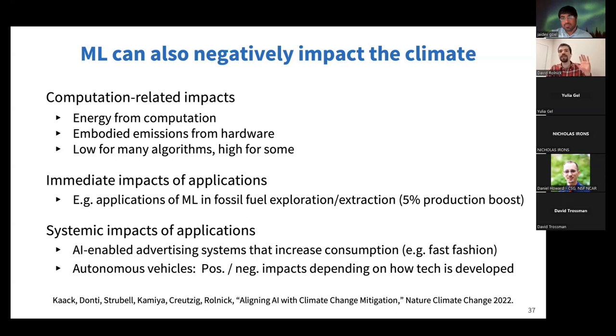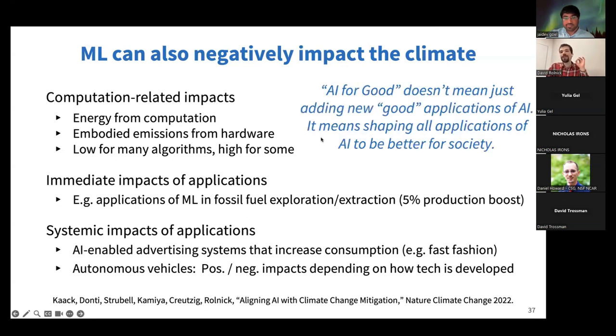And so I'll leave you with these thoughts. AI for good is a term you hear a lot, but it doesn't mean just adding new good applications of AI and machine learning on top of business as usual. It means shaping all applications of AI to be better for society at large. We should be thinking, as technologists, of how we work on everything, not just the explicitly climate-relevant applications, thinking about the broader impacts of all of these and recognizing that most of what AI is doing is not going to be under the heading of climate action. It's going to be under the heading of just AI for business as usual. And how we steer that is really, really important.